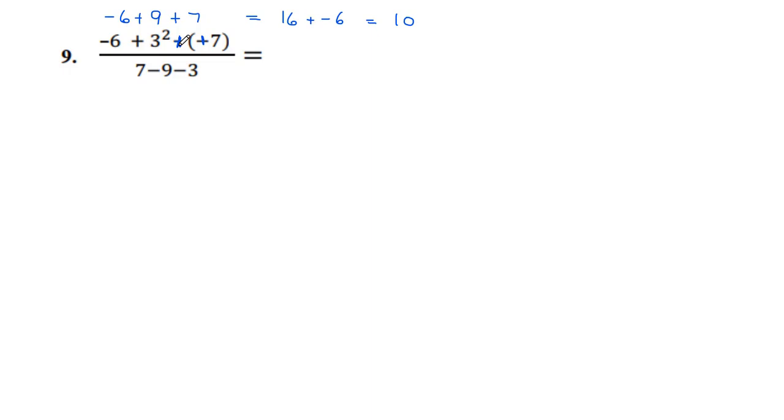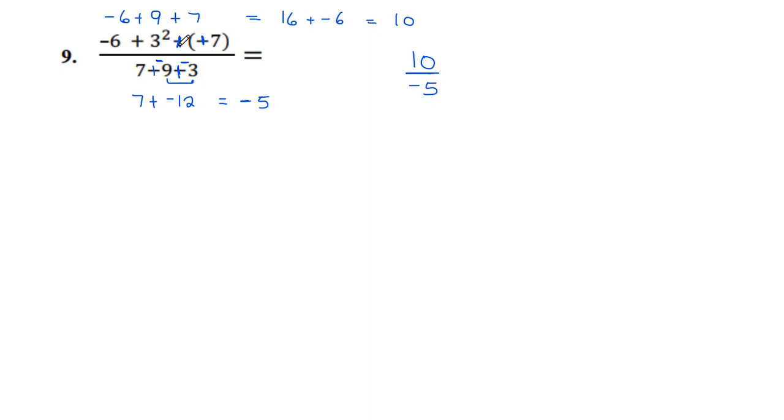For the denominator, I have 7 minus 9 minus 3. I'm going to add the opposite here. I'm going to add the opposite and add the opposite. And now what I have is 7 plus negative 9 plus negative 3. So I'm going to put the negatives together. Negative 9 plus negative 3 is negative 12. Plus a positive 7 means I have more negatives than positives, so I'm going to have negative 5. So my numerator is 10 and my denominator is negative 5.